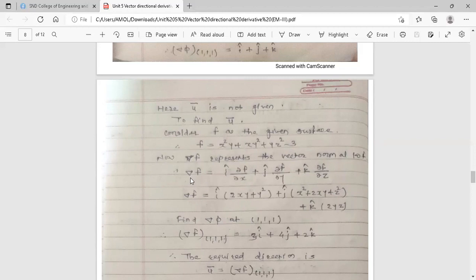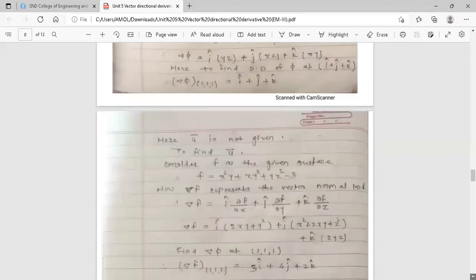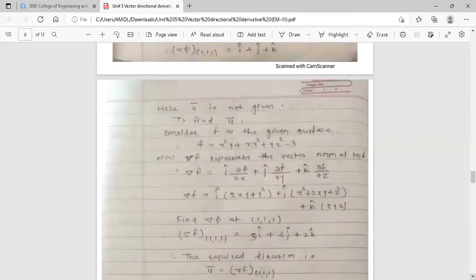So del f will give you normal to the given surface. So del f, you know what is del? So you can write the formula of del phi. It is just like grad phi. In place of phi, you just write f here. Here we have written the same formula, del phi. In place of phi, you just replace f, because the surface equation is given. And when we are going to find normal to the surface, the formula is you just find the gradient of that surface. That will be nothing but the normal to the surface.